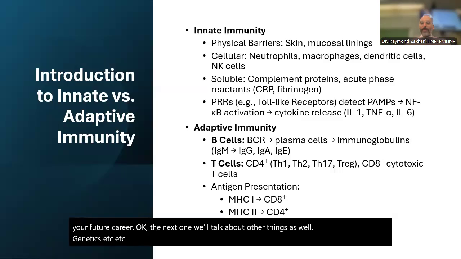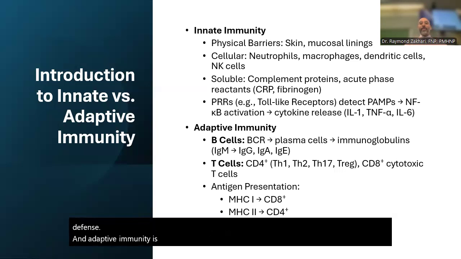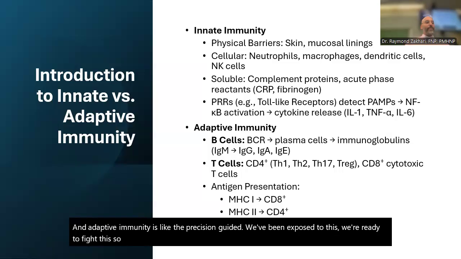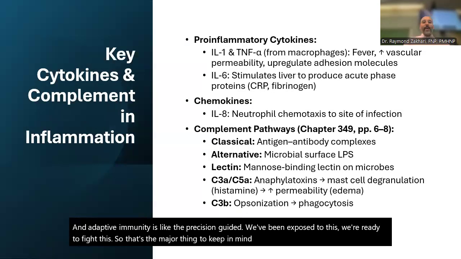So as we move forward, keep in mind, innate immunity is the first wave of defense, and adaptive immunity is like the precision guided, we've been exposed to this, we're ready to fight this. So that's the major thing to keep in mind there.